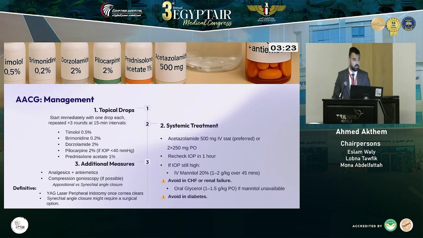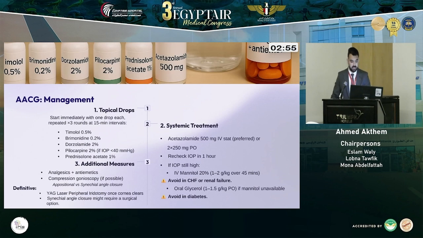This management is according to Will's Eye Manual. First thing, please start immediately these topical drops, 3 rounds at 15 minute intervals: timolol, brimonidine, dorzolamide, and pilocarpine if the IOP is below 40, because above this, the muscles will be in an ischemic state, so it is not useful. Also, prednisolone acetate for treating the inflammation and the corneal edema.